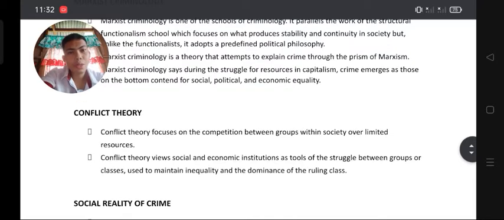The next is conflict theory. Conflict theory focuses on the competition between groups within society over limited resources. Conflict theory views social and economic institutions as tools used in the struggle between groups or classes to maintain inequality and the dominance of the ruling class.